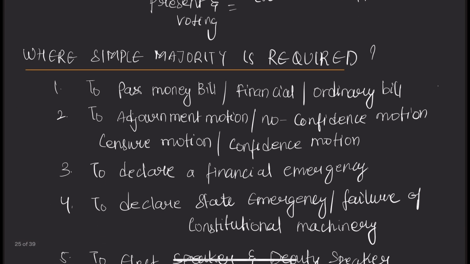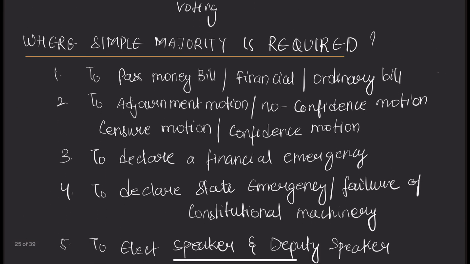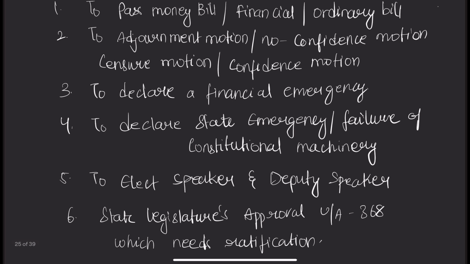So let's see where simple majority is required. Simple majority is required to pass money bill, financial bill, ordinary bills, adjournment motion, no confidence motion. So all these things will be discussed in a chapter called Parliament. So let's remember these facts where simple majority is used.